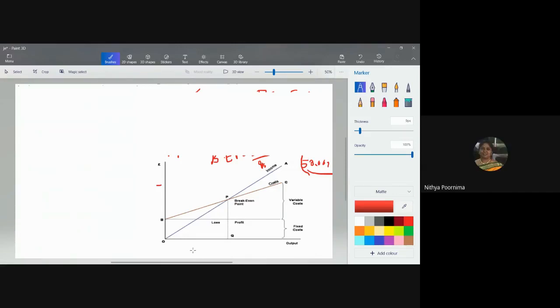Ma'am, what is line C? Line C is the variable cost. Variable cost is whatever cost is involved. Fixed cost is fixed here. Above the fixed cost will come whatever cost is incurred. The variable cost will be plus this fixed cost, right?